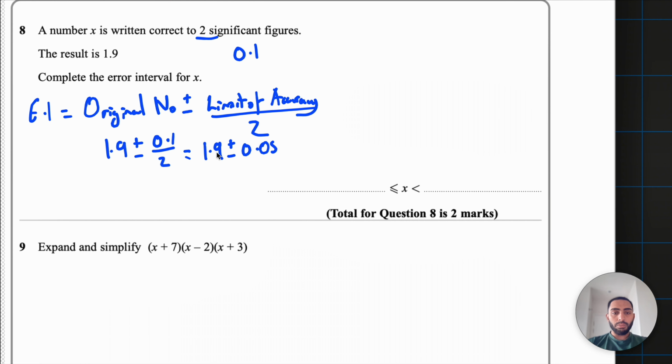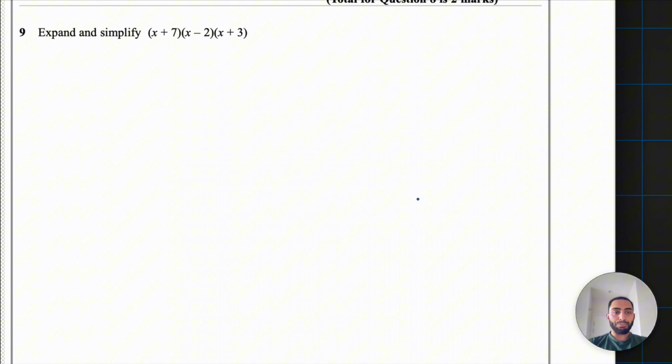So the smaller of the two numbers, 1.9 take away 0.05 is 1.85. And if I add 0.05, that would be 1.95. The way you can check this, if I round these two numbers both to two significant figures, that would round to 1.9, and anything below that would also round to 1.9.